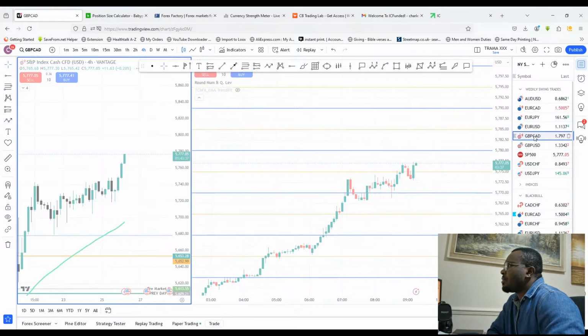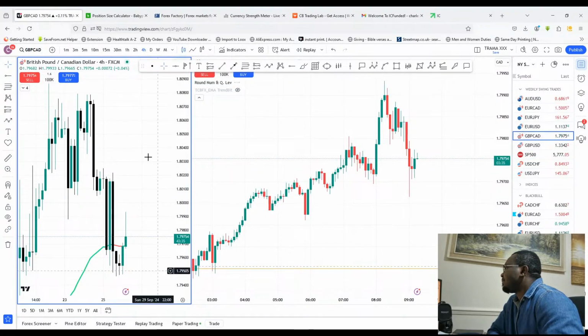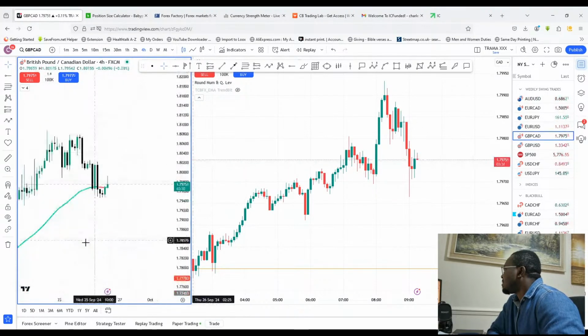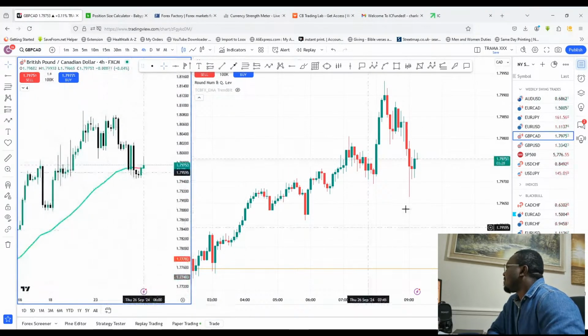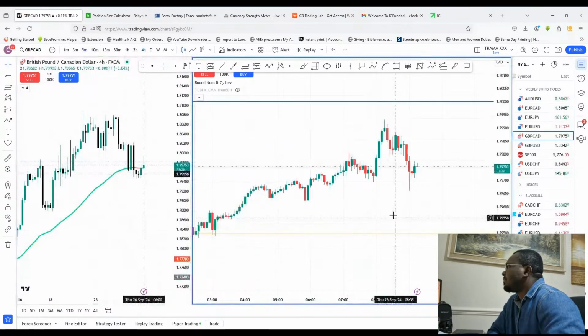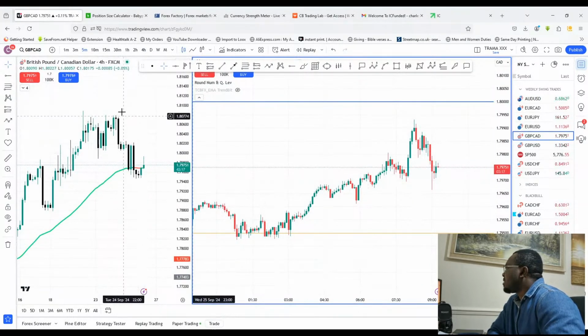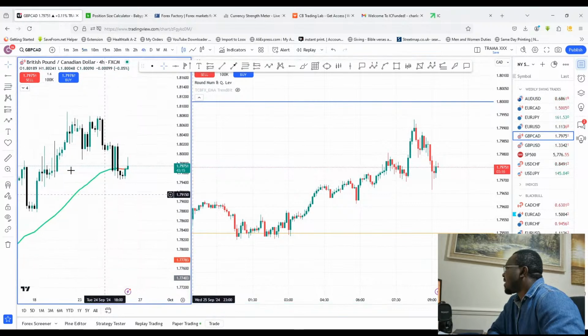Okay, let's look at British pound card, if we have any clarity. Now, this is the 4-hour time frame on the British pound card. We can see that the 15 minutes time frame is still very much bullish. Although first of all, we had a bearish momentum. We can have a bearish market here.